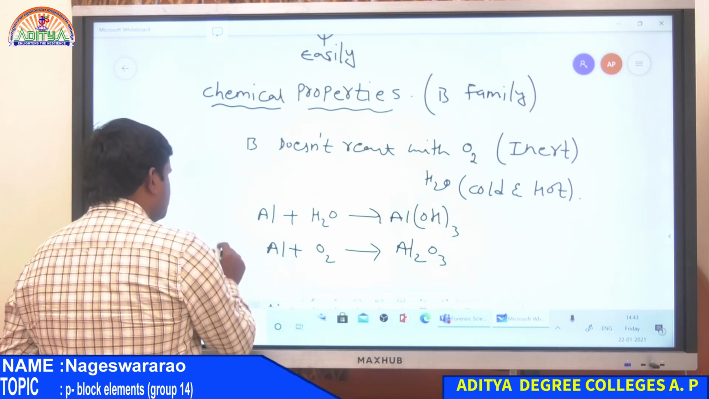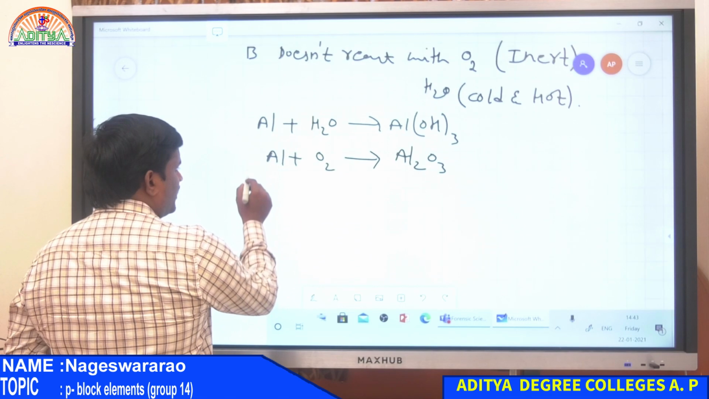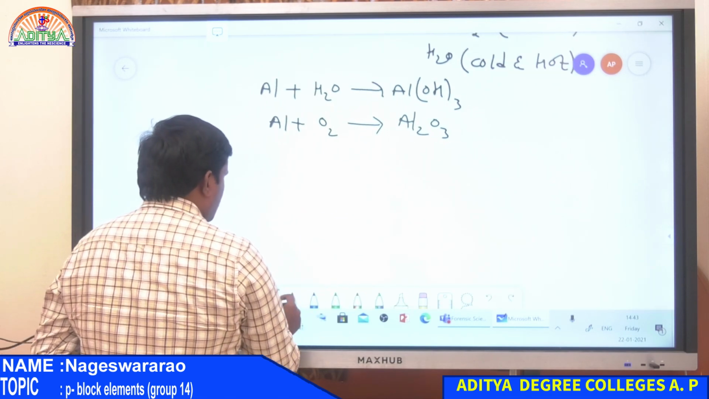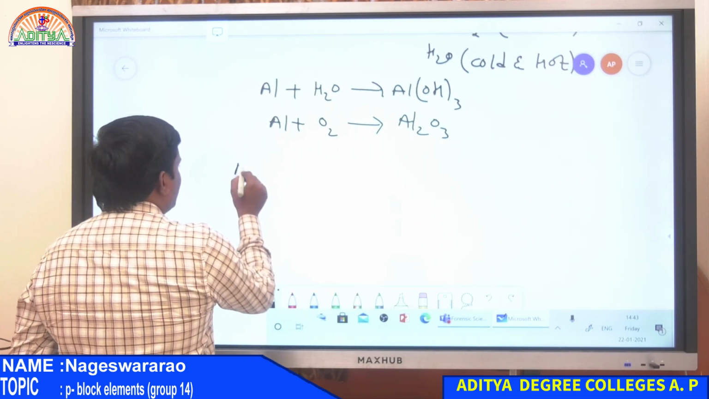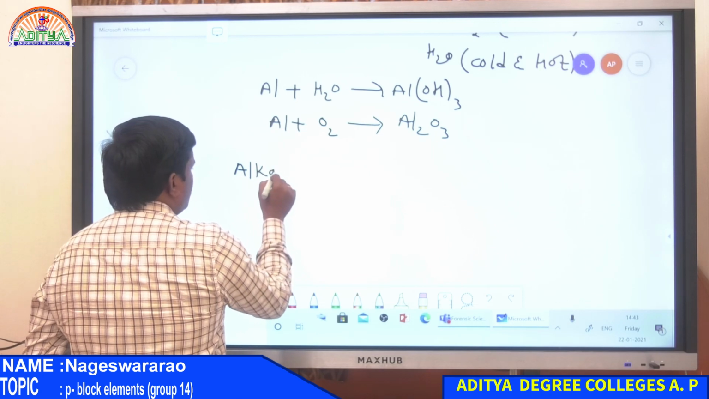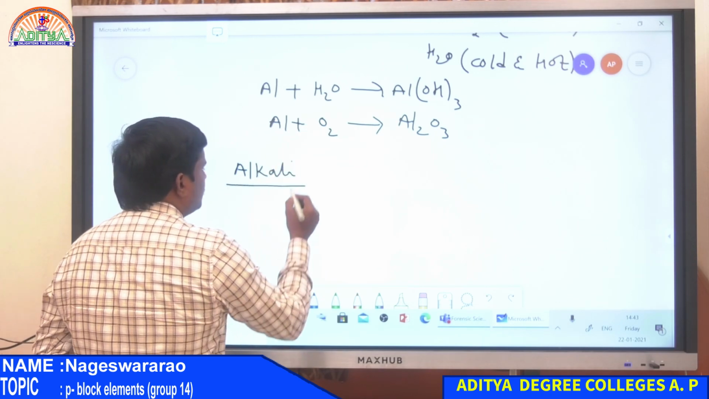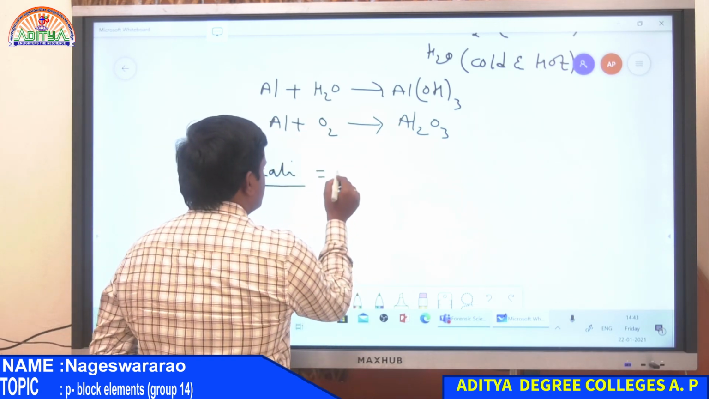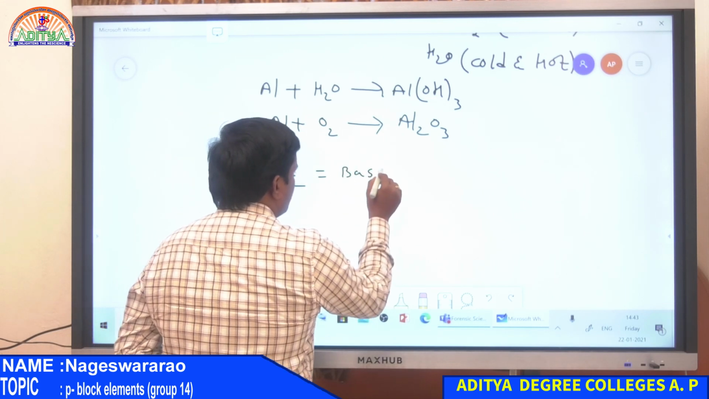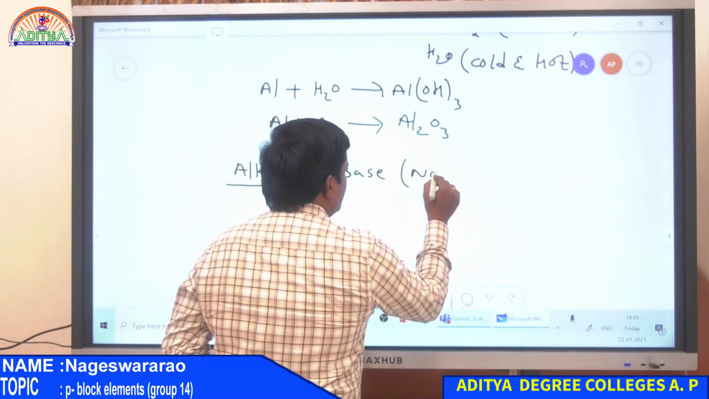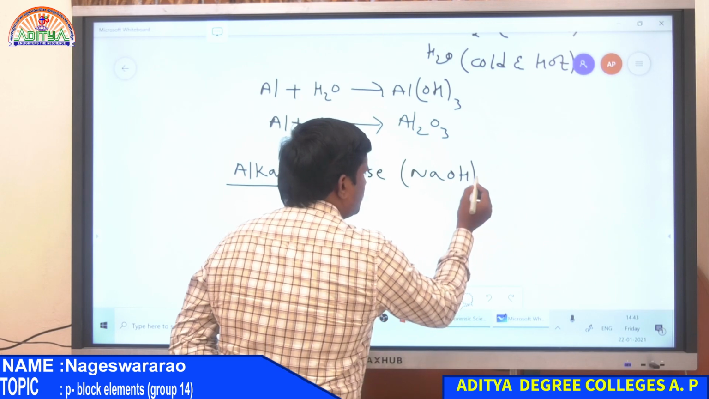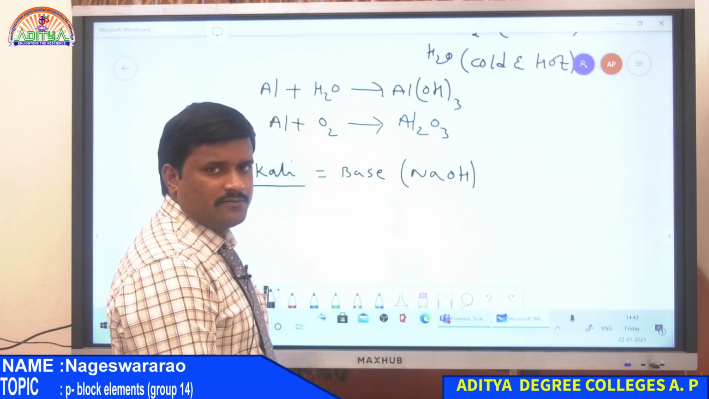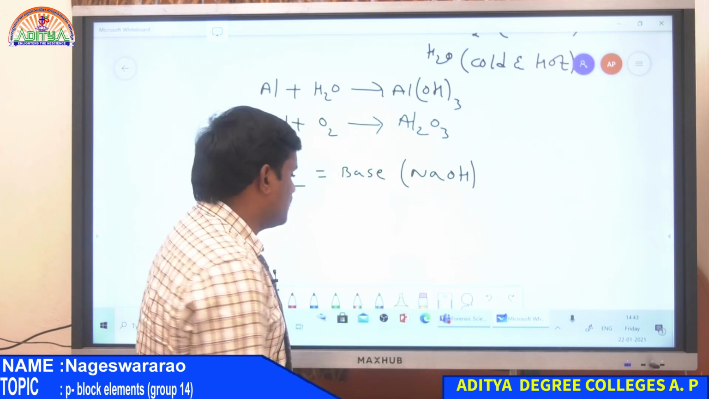And also the remaining elements all react with alkali. So what is alkali? Alkali is nothing but a base. So for example, NaOH, sodium hydroxide. So it is a strong base.